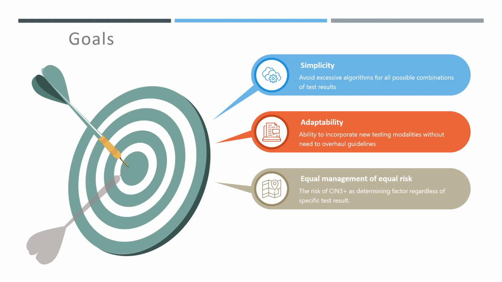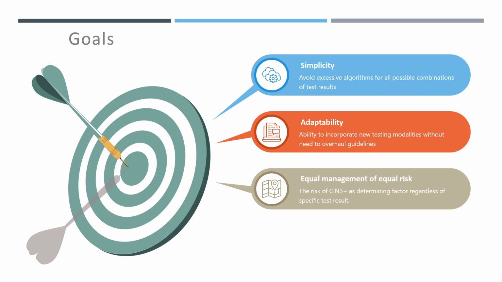So as you can see here, the goals of this collaboration were really simplicity, adaptability, and equal management of equal risk. So ultimately, it was to incorporate further risk-based management for numerous triage management combos without generating an excessive number of algorithms. Those who are familiar with the previous guidelines may remember those 20-plus page PDFs that included all types of algorithms that could sometimes be a little confusing.